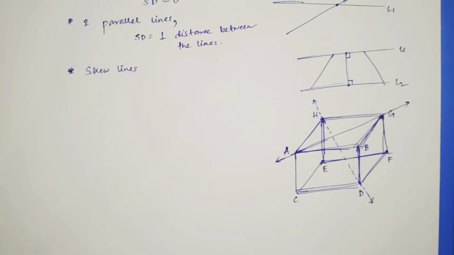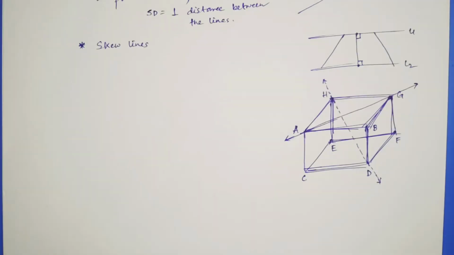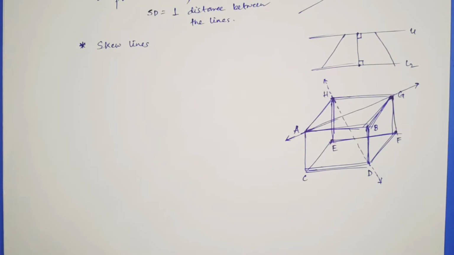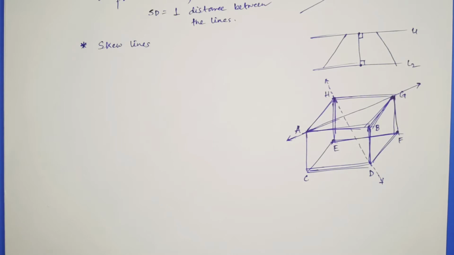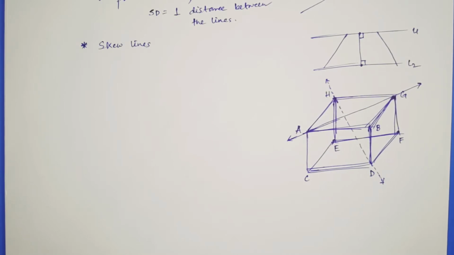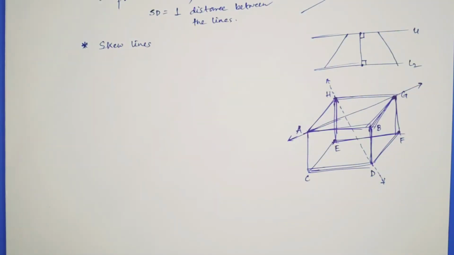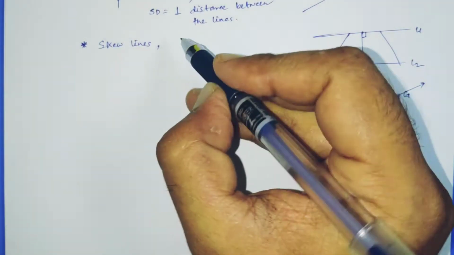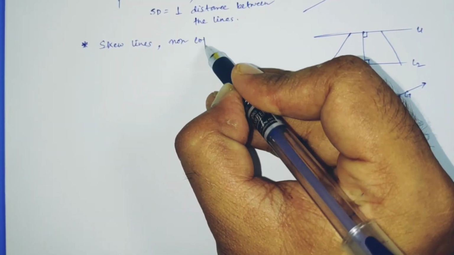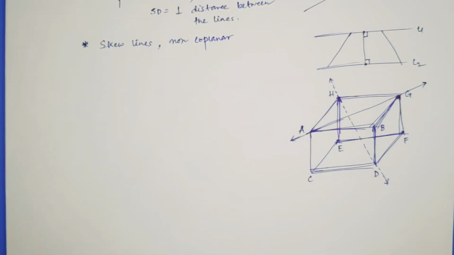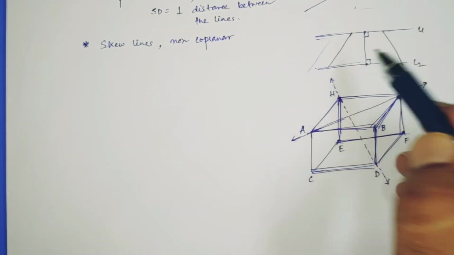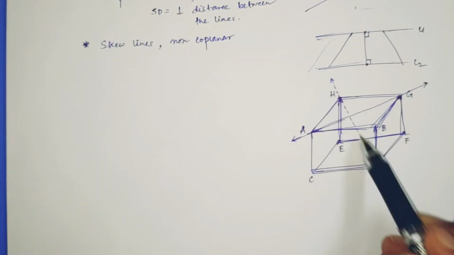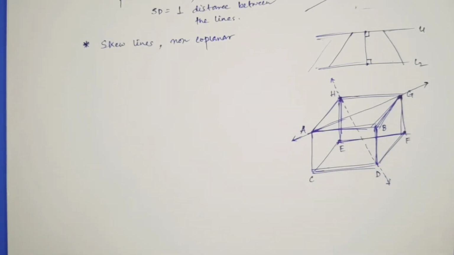So skew lines are what? Lines which are neither parallel nor intersecting. Am I clear? And they are known as non-coplanar lines, because they do not lie in the same plane. Suppose I say these two lines, they can lie in the same plane, right? XY plane, YZ plane, like that. Now these two lines can never lie on the same plane. So skew lines are known as non-coplanar lines.